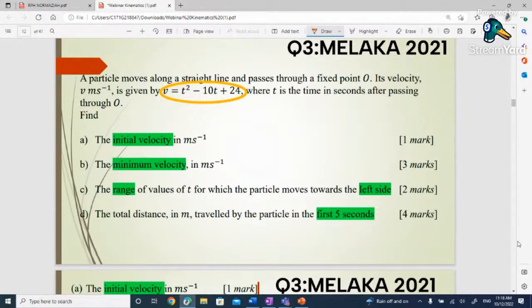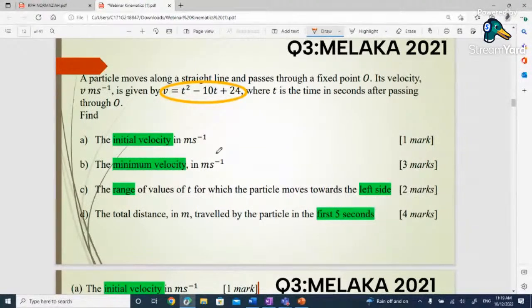Okay, question number 3. Melaka, a particle moves along a straight line and passes through a fixed point. Velocity is given. This is the function. Cerita yang lain kalau awak tengok, basically they have the same kind of story. T is the time in seconds. Lepas tu dia bagi function, itu saja. But what you need to identify is the function given in the question. Mana tahu tiba-tiba dia bagi A ke, dia bagi S ke kan.